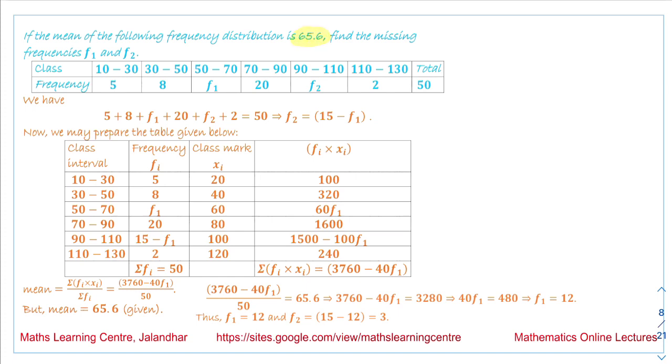Next we have: if the mean of the following frequency distribution is 65.6, find the missing frequencies f1 and f2. These are the two missing frequencies. These are the classes given to us, and these are the corresponding frequencies 5, 8, f1, 20, f2, and the sum of all these values is given to be 50. We have written these values in this table over here.